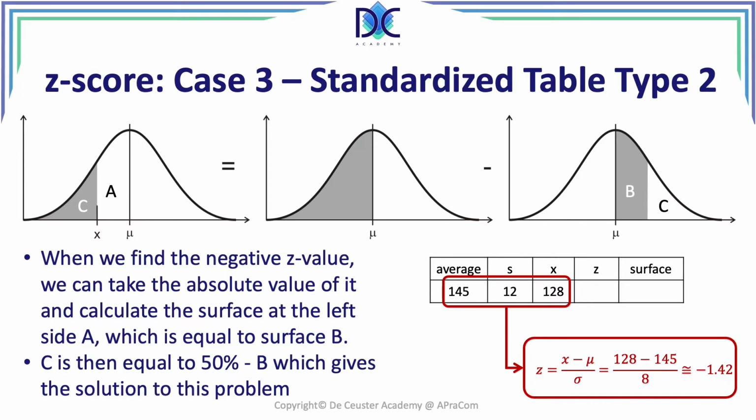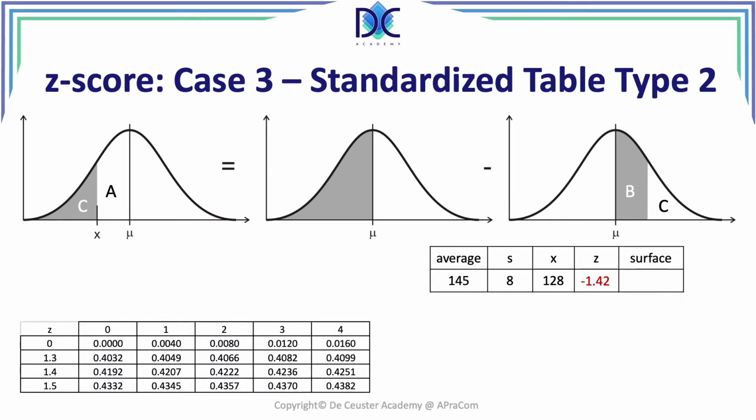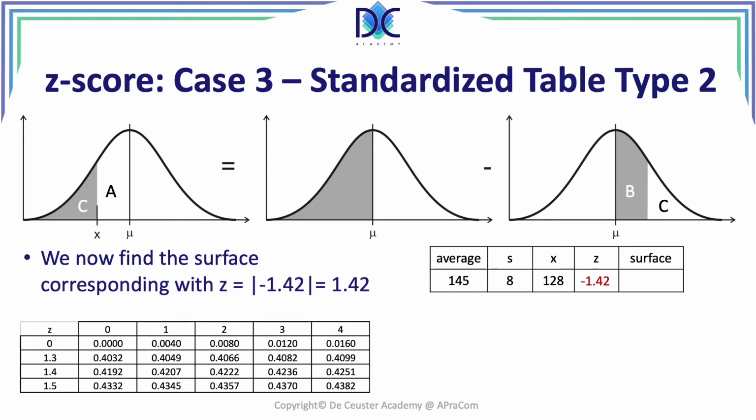It's not exactly correct, but you already know how to do the extrapolation. So when you would have more numbers here, more decimals, you could apply the method for the linear interpolation to find the correct surface. So here our table is complete. We have the z value and now we can calculate the surface. So we have the surface here, we have the same elements that we have here, and we can now calculate, or we want to find the surface for a z which is equal to the absolute value of 1.42. So we want to find the surface B to calculate the surface C.